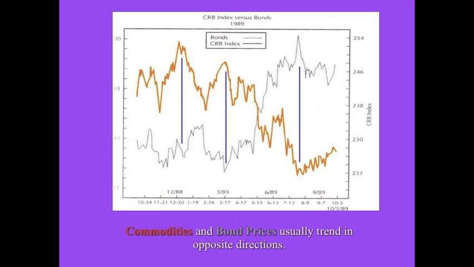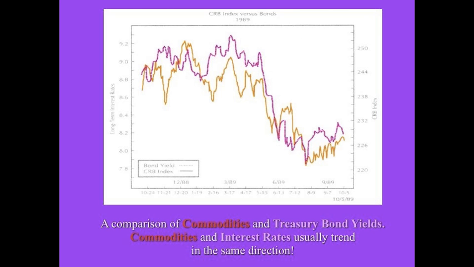Now, we know that interest rates and bond prices have an inverse relationship. So if we look at the next chart, we should be able to look at it where the commodities and interest rates will be moving in the same direction. Let's take a look.